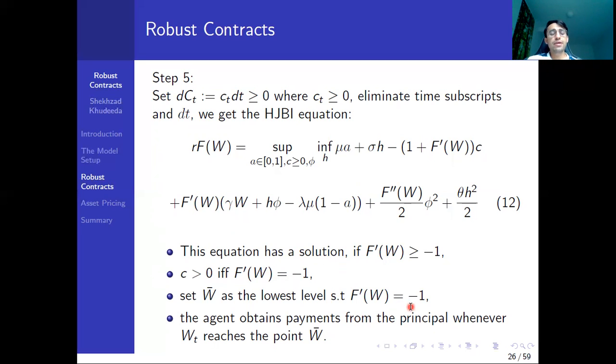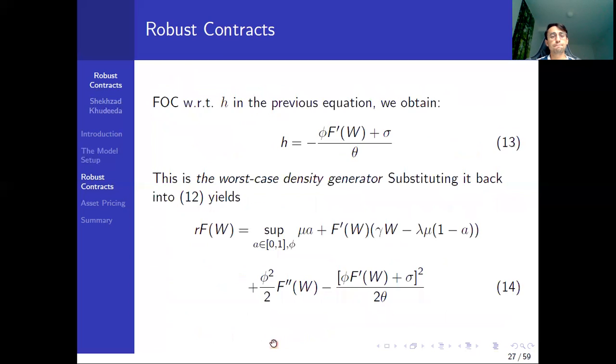The principal makes payments to the agent whenever w bar, the continuation value, reaches its payout boundary. So now we derive the first order condition with respect to h, and we obtain this equation, what we so-called the worst case density generator. It plays an important role in this paper.